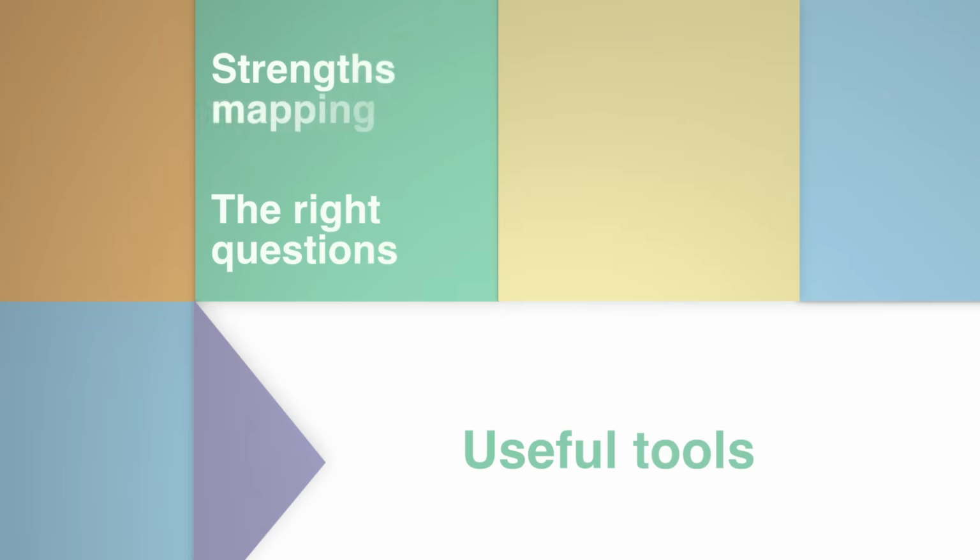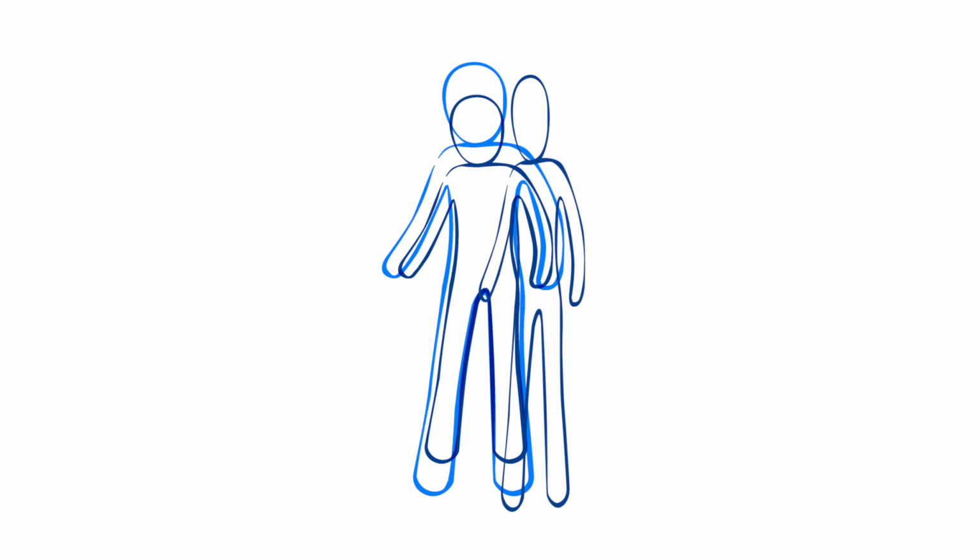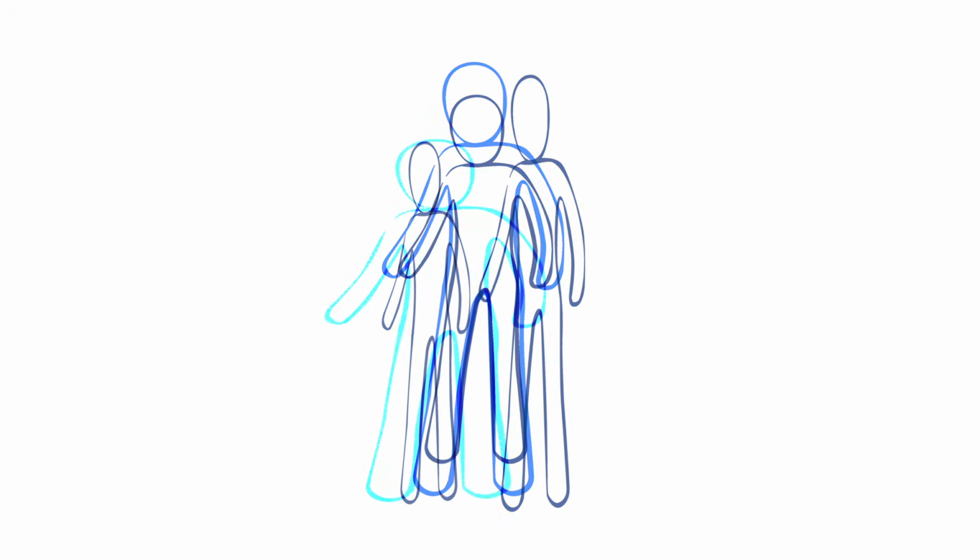It is generally not easy to identify one's strengths, and adults and carers can find it difficult. There are useful tools, for example, asking the right questions, strengths mapping, motivational interviewing, recovery model, 3 houses, and so on. These can support practitioners and individuals in identifying strengths. They are all different, and there isn't a one-size-fits-all, as individuals are different.